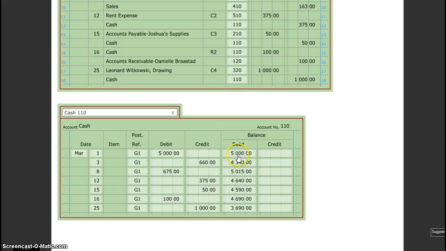And we started out with 5,000. Anytime you see a credit, you see it's decreasing. Anytime you see a debit, you see the amount is increasing. Credit decreasing, debit increasing, credit decreasing. So if somebody were to ask you what is your balance at the end of March, you can look at the last day on the 25th, and our balance of cash should be $3,690. So that's our running tally.